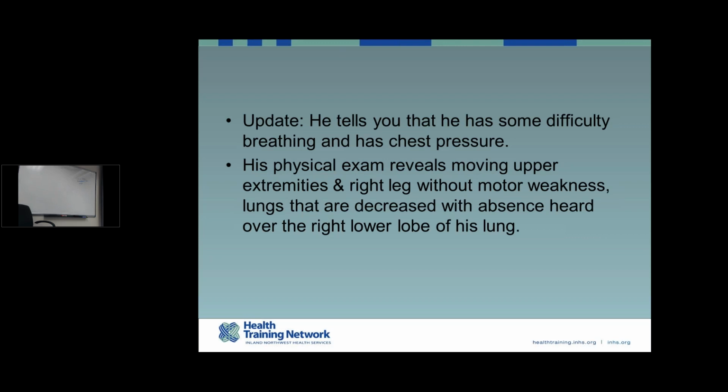He's got some difficulty breathing, and he has some chest pressure. The plot thickens, right? Physical exam reveals moving upper extremities and right leg without motor weakness, lungs that are decreased with absence heard over the right lower lobe of his lung. Now what are we thinking?